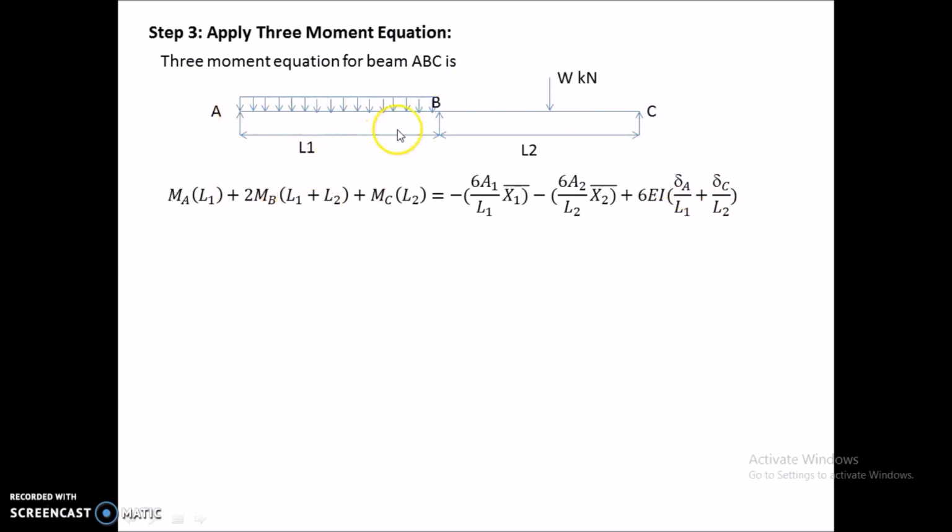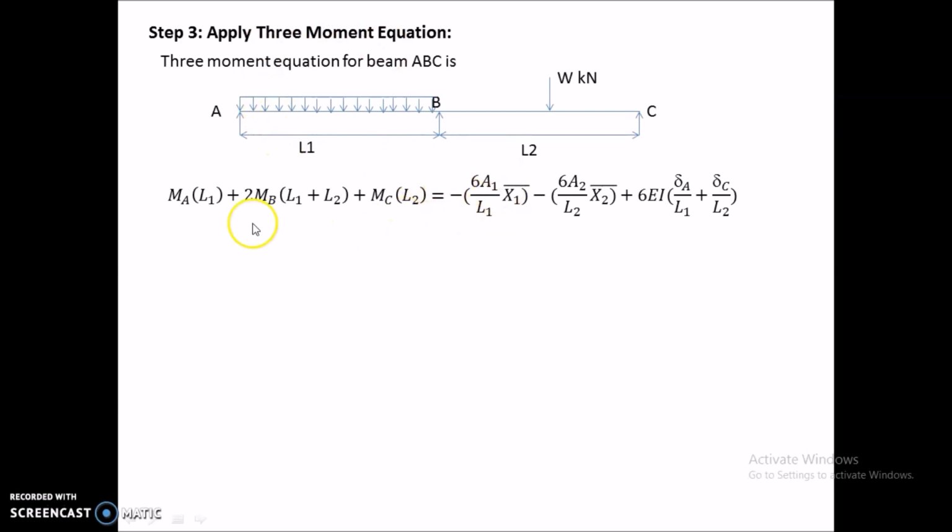So this equation is for A, B and C. If our beam has 4 supports, that is A, B, C and D, then we can deal with 2 equations. That is the first equation with 2MB into (L1 plus L2) and the second equation with 2MC into (L2 plus L3). Understood? That means we will deal with the first equation for ABC, and the second equation for BCD. So here this will change into 2MC, and here it will be MB, and here it will be MD. So this is how to apply the 3-moment equation.